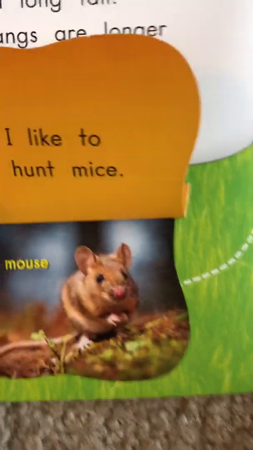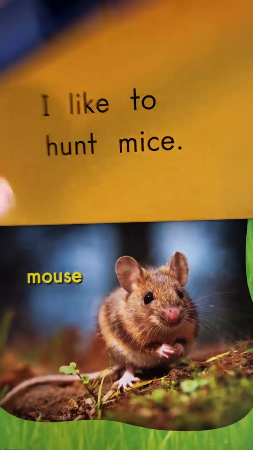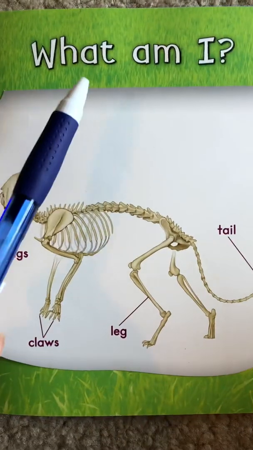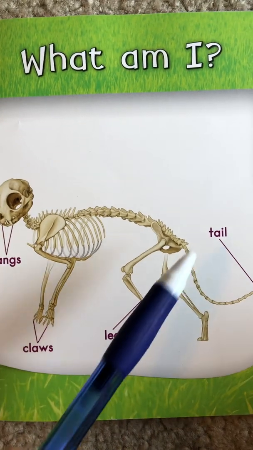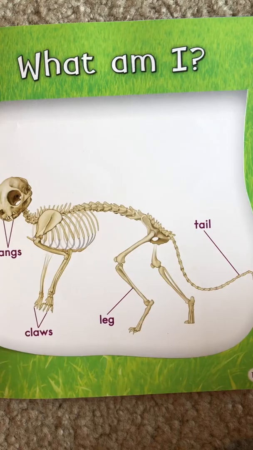Hint. I like to hunt mice. And here's a picture of a mouse. What am I? Fangs, claws, legs, tail. So try to make a prediction to see if you can figure out what animal it is.